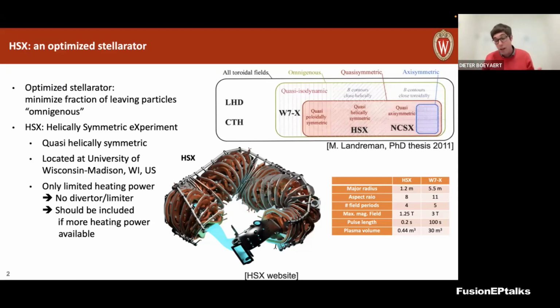And especially HSX was mainly used to study core confinement, to see how we can improve that confinement even further, and which kind of configurations we can get for that.